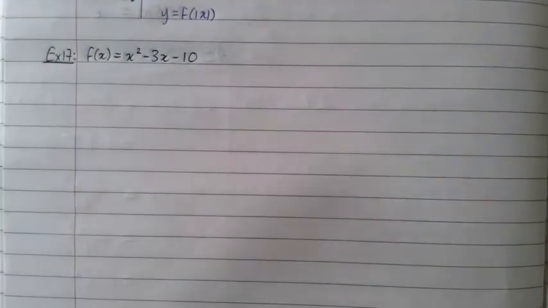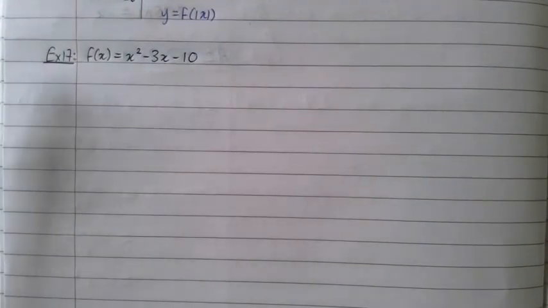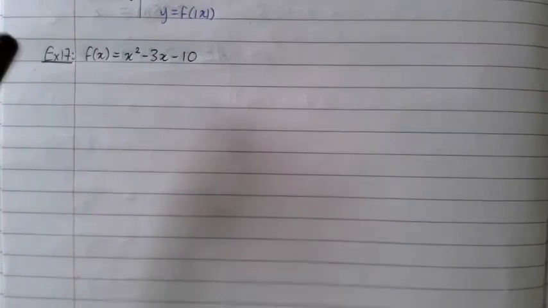Okay, so example 17. Example 17 gives us f of x is equal to x squared minus 3x minus 10. And parts A, B and C are to sketch f of x, sketch the modulus of f of x, and sketch y equals f of the modulus of x.